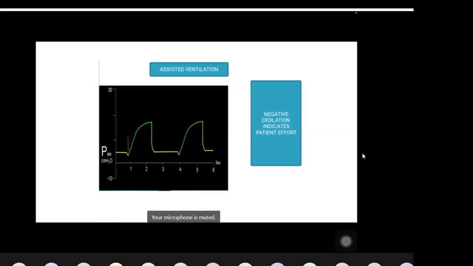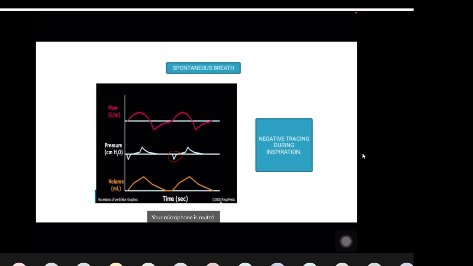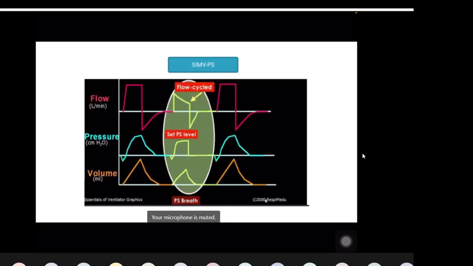So this is a typical pressure time scalar, and as I already said, when the patient is triggering the ventilation, the pressure will dip below the baseline, which indicates active inspiration by the patient side, which is assisted by the ventilator. These are the various examples of spontaneous breath where the patient is inspiring, it will deflect below the baseline. I'm not going into details regarding this.